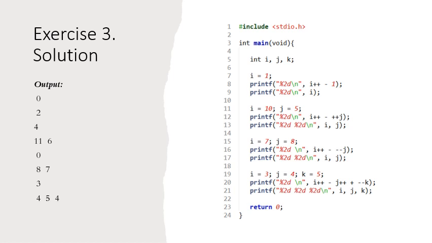And then when we print the value of I, J, and K, I is now 4, J will now be equal to 5, and K is now 4 since we have decremented 1 from K.